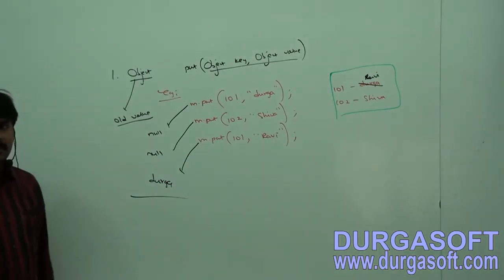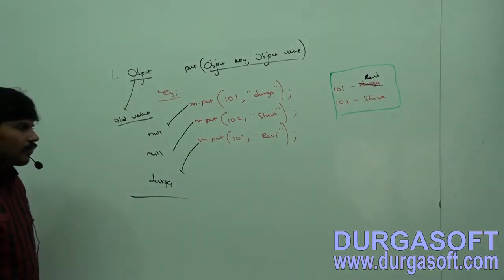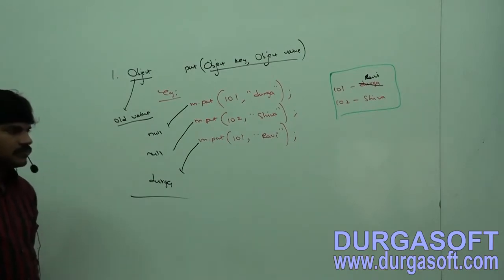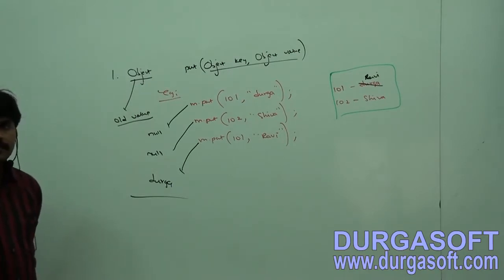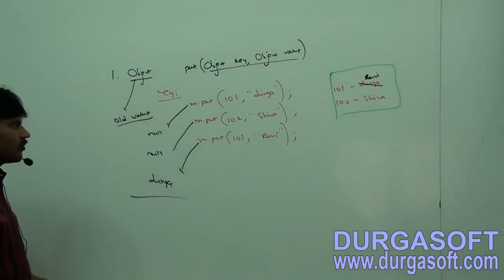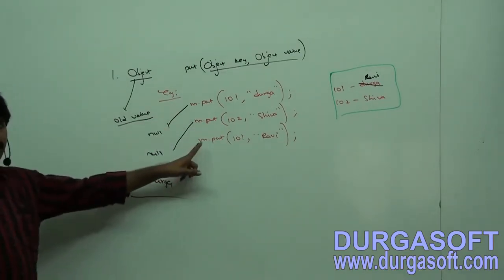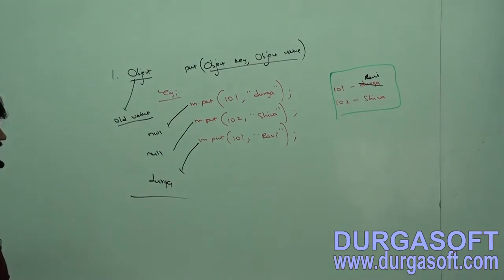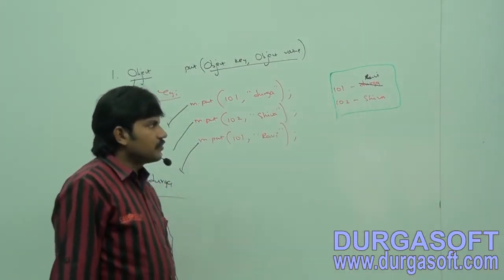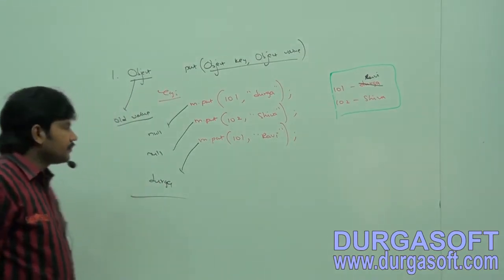102 comma Shiva, like, completed, right? Okay. Make sure M dot put of 101 Durga, 102 Shiva. Next, and after that 101 Ravi. So better to take this diagram also. Durga got replaced with Ravi.